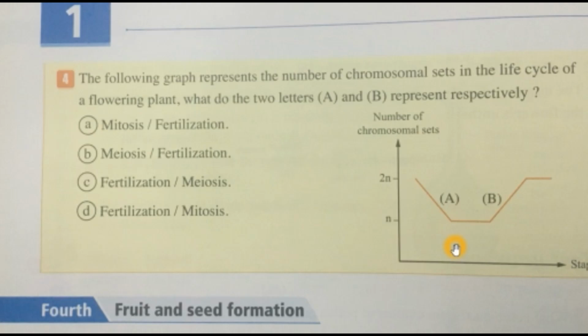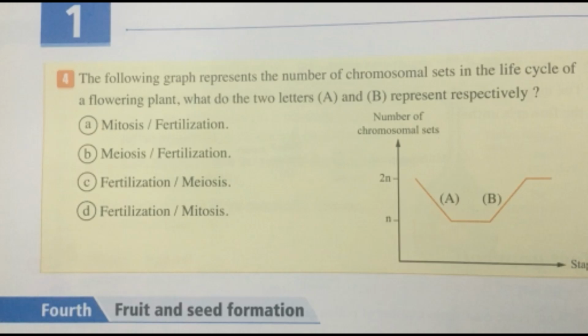Okay, here we have the following graph, which represents the number of chromosomal sets in the life cycle of the flowering plant. What do the 2 letters A and B represent respectively? Letter A represents reduction division, because the number of chromosomal sets was 2n and it becomes n. So for reduction division, we have to choose meiosis. We don't have any other answer than B, which has meiosis.